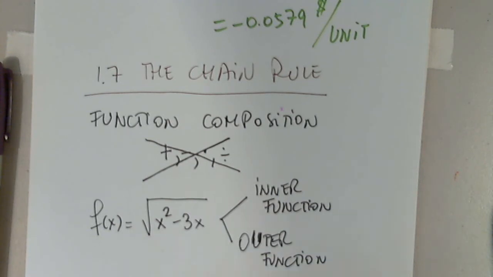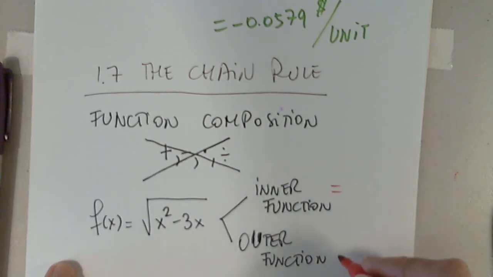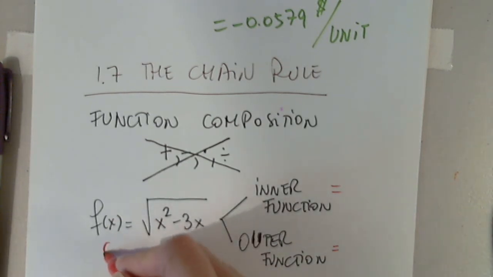Can anyone help? Anyone? Is the inner, not the inner, outer, sorry, x squared? So it depends on what we evaluate first. If I ask you to evaluate it for x equals 0, will you do the square root first?